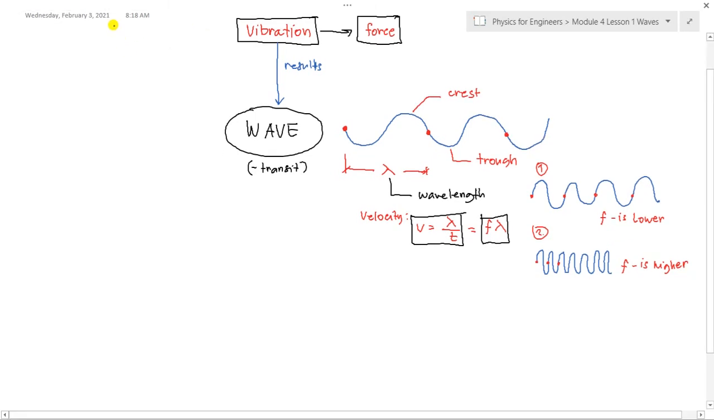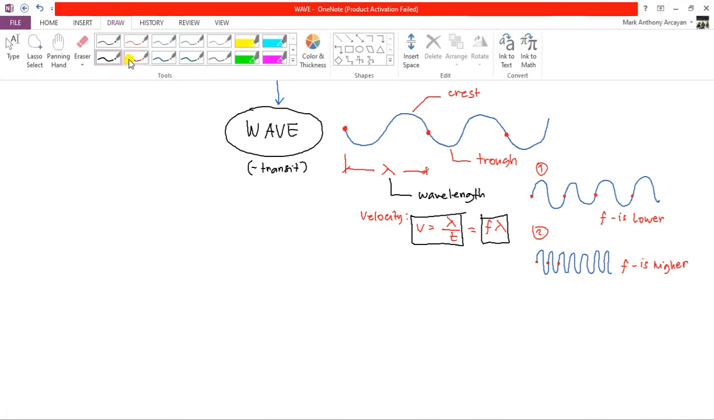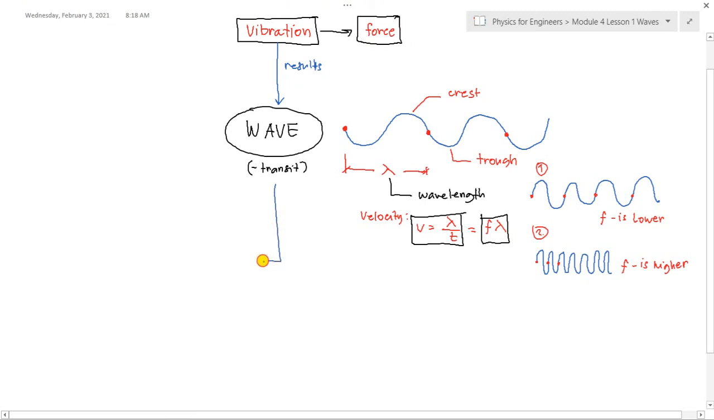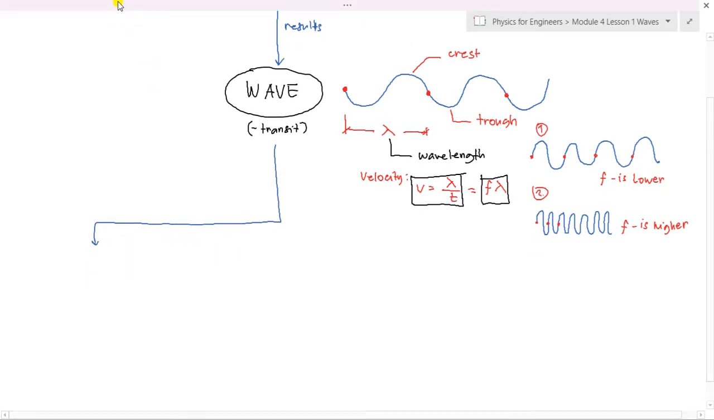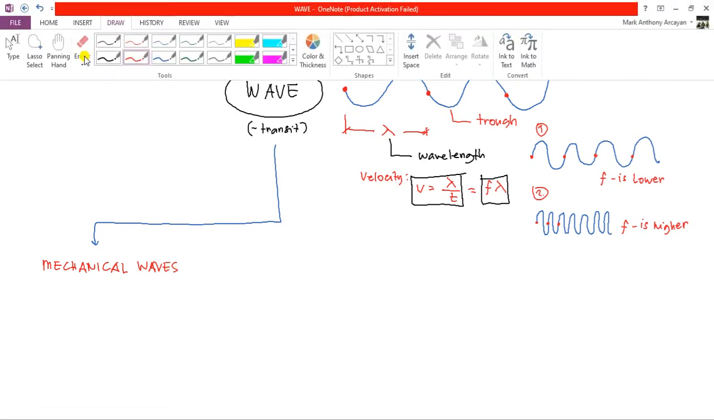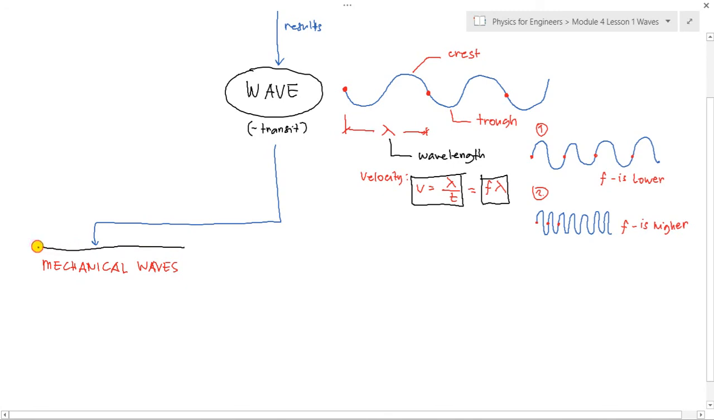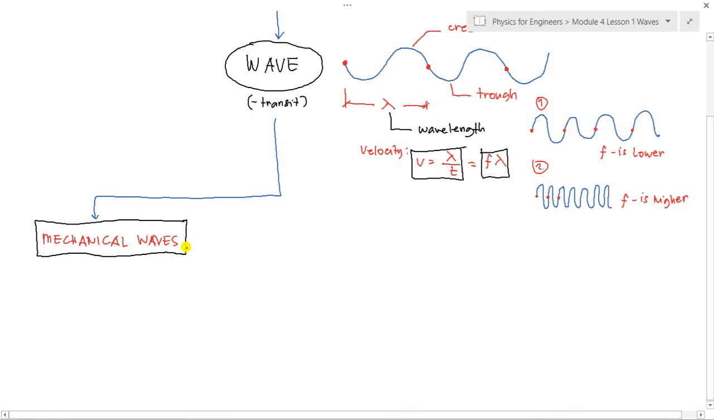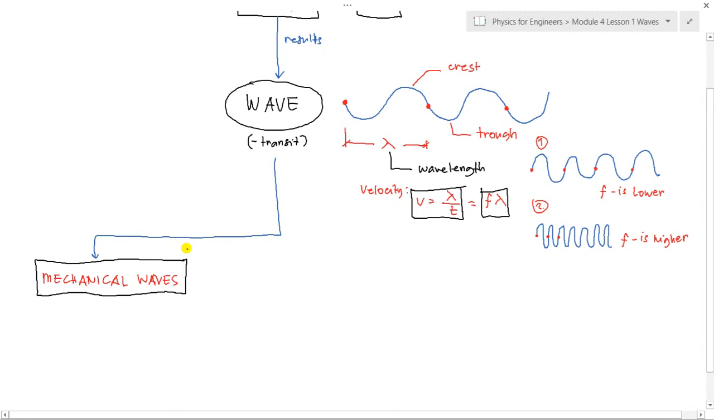So the wave class is divided into two major classifications. The first is what we call mechanical waves. From the word itself, mechanical waves, meaning there is an external source for it to be created. Okay, from the word itself, mechanical, there is motion and there is movement. So for a wave to be generated, there must be an external source that generates mechanical waves.